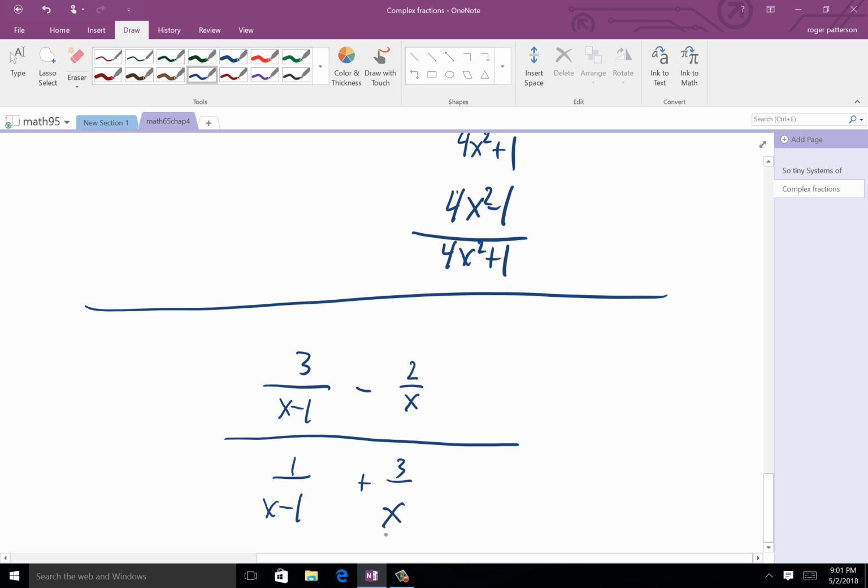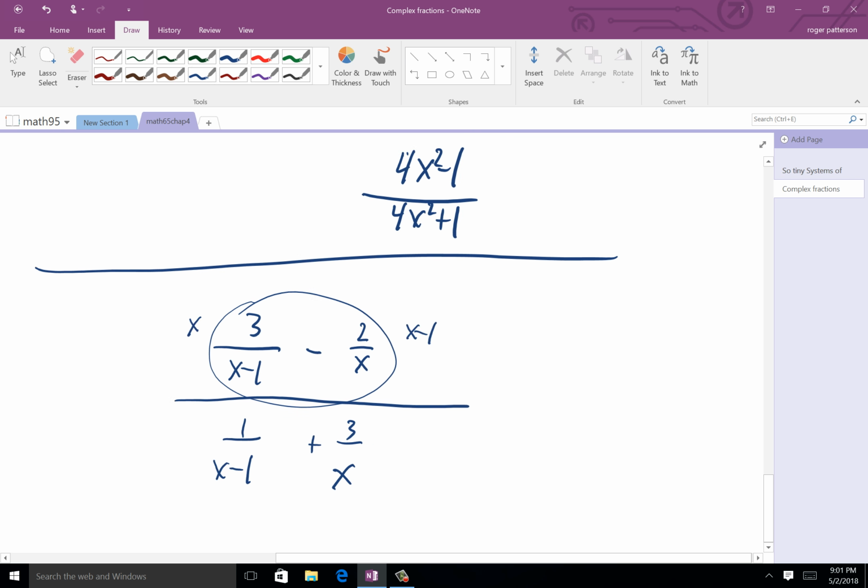Okay, so now we have a problem like this. Again, we're going to have to add the tops, work with the bottoms, flip and multiply. So here's my top. I'm going to add these two fractions. So I've got x minus 1 on this side, and an x on this side. So we're going to multiply this side by an x, and this side by x minus 1. That's going to be my common denominator.